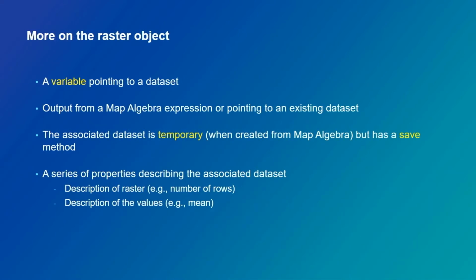Okay, now we said that the raster object is the most important thing in Python when you are working with raster, right? It's an object that points to your raster data set. That's it, it's a pointer, in a nutshell. But it's a very powerful pointer. Usually the output from a Map Algebra expression is a raster object. And then you have to save it if you want to persist it, otherwise it will go away. That is why it is associated with a temporary data set, and it has a save method so that you can do it.